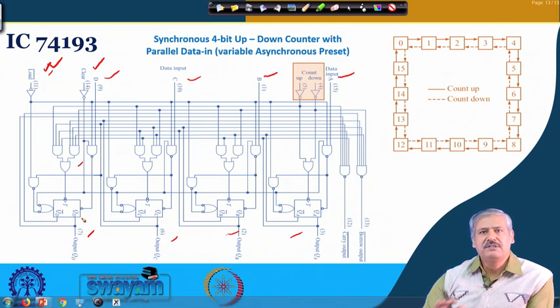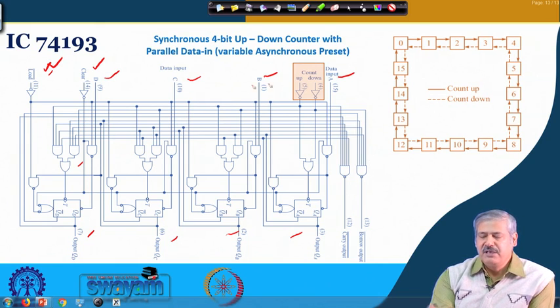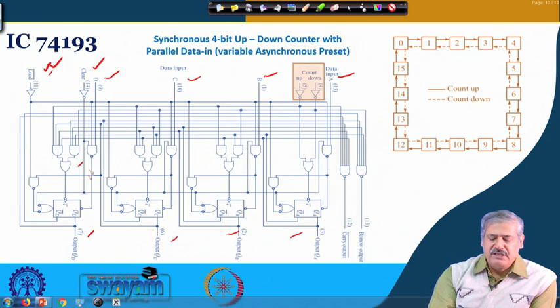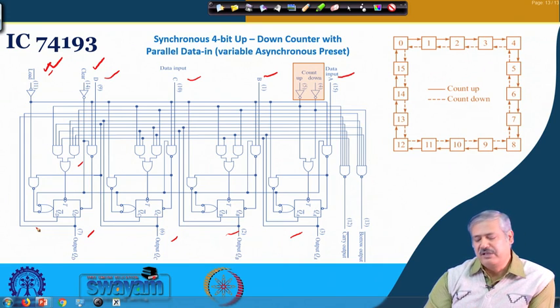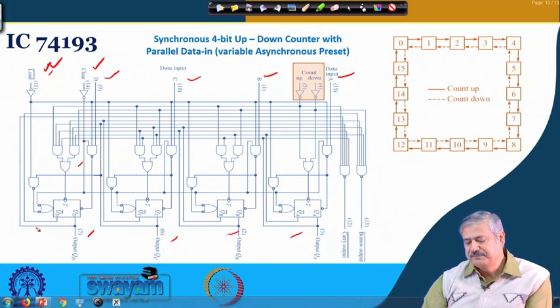So, this is parallelly getting loaded, asynchronously getting preset. This is variable because the DCBA value can be different. The idea is if you are putting a 1, then you are presetting the corresponding flip flop. If you are putting a 0, you are resetting it, clearing it. Similarly for other bits.